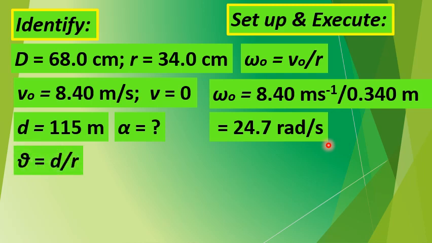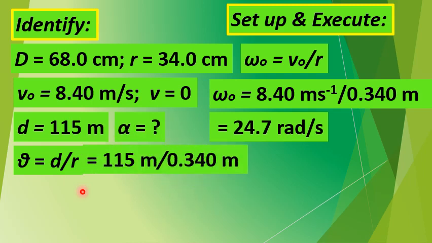Next, we will determine the angular displacement denoted by theta, using the formula theta equals the linear distance divided by the radius r. That means 115 meters divided by 0.340 meters. Our computed angular displacement theta equals 338 radians.